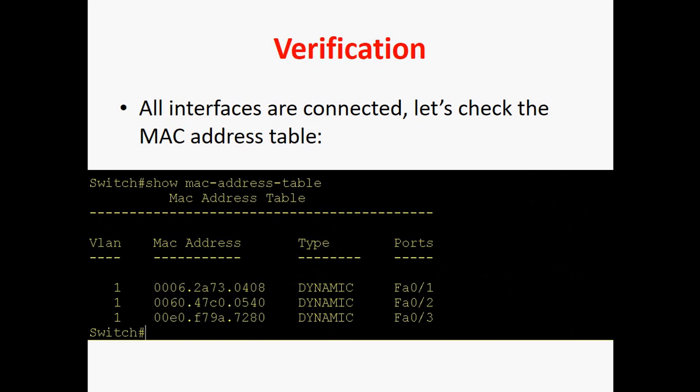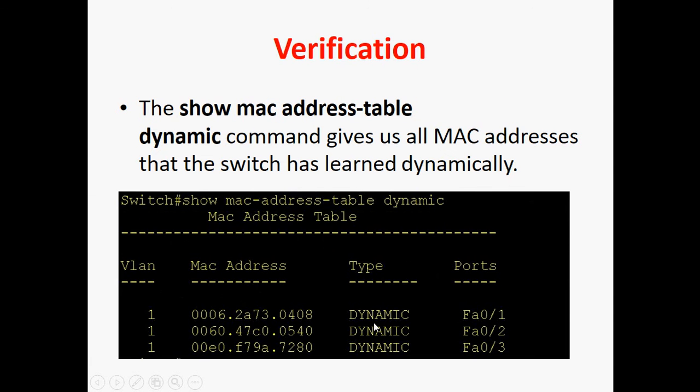It will show all the MAC addresses the switch has learned, and through which port. Here we can see the PC1 MAC address, PC2 MAC address and PC3 MAC address. If you want to know only the dynamic MAC addresses, which the switch learns dynamically, you have to give show mac-address-table, then you have to give dynamic.